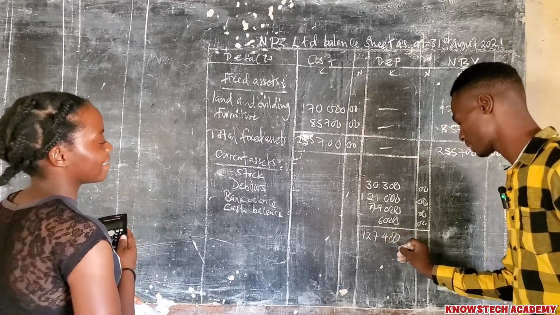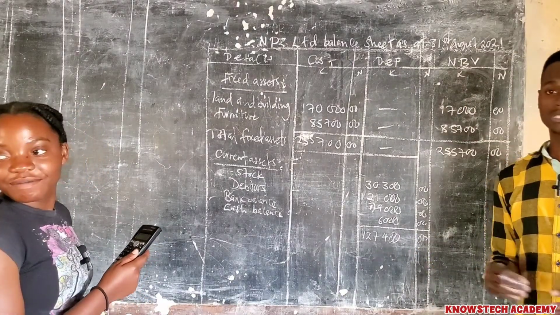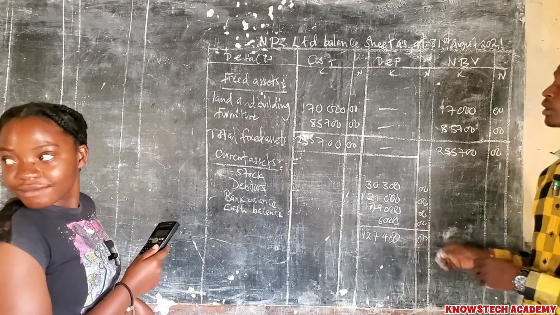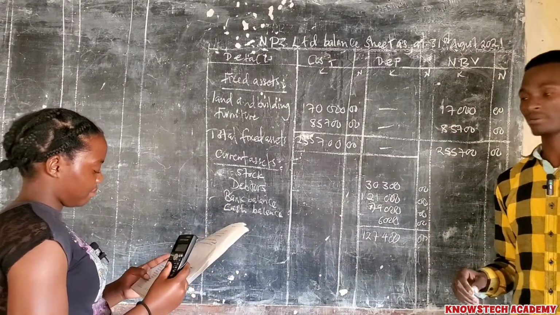127,400, like this. Yes. Okay. So guys, you should be confirming that side. We don't want to waste time. Maybe we have made a mistake somewhere, then it doesn't balance. You should be confirming, huh?